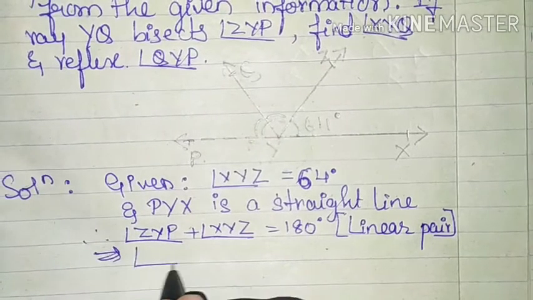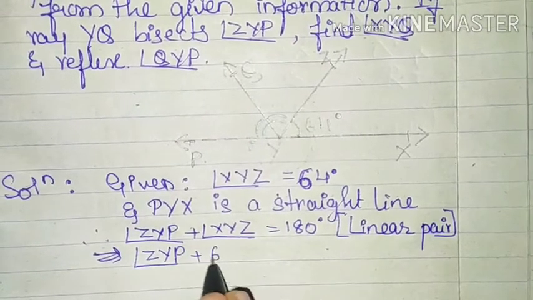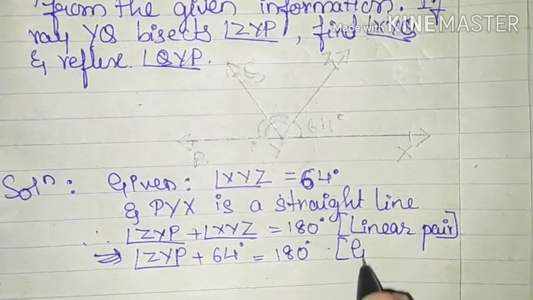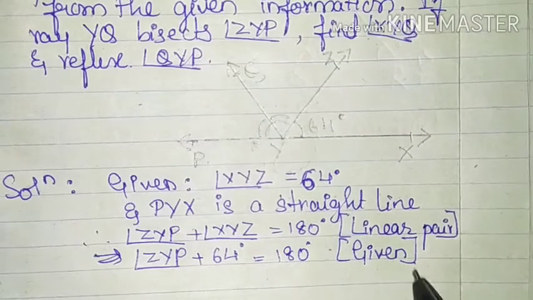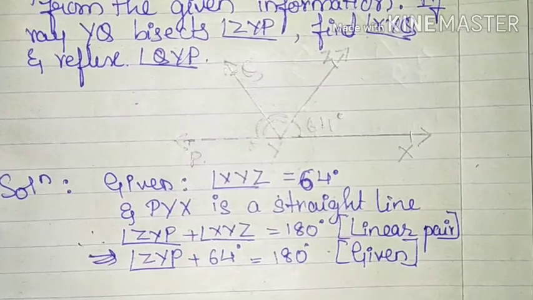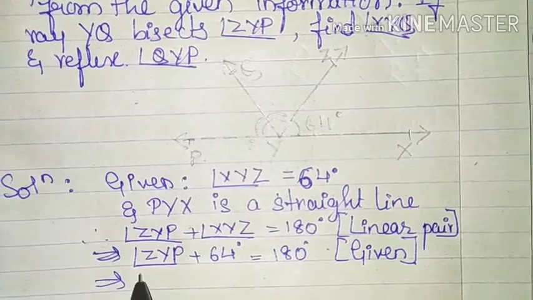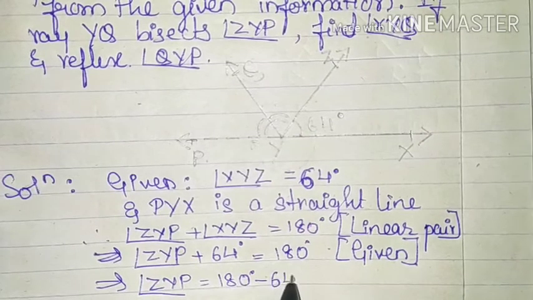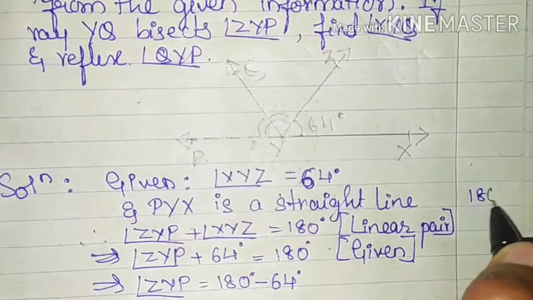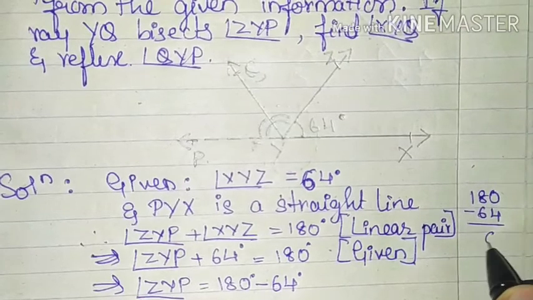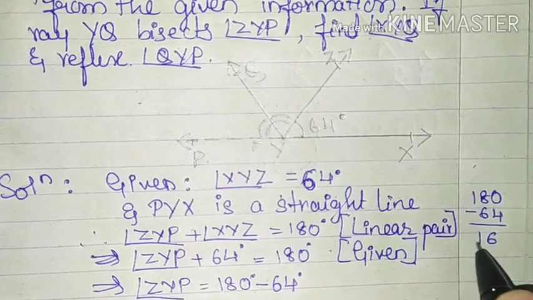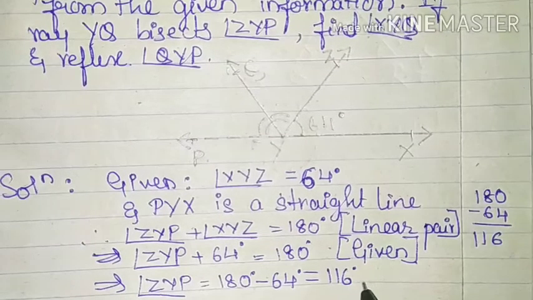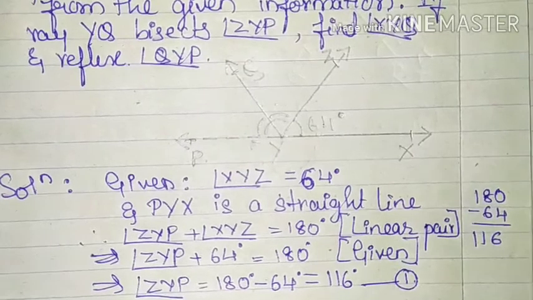This implies angle ZYP plus 64 degrees is equal to 180 degrees, because we know that angle XYZ is 64 degrees. So this implies angle ZYP is equal to 180 degrees minus 64 degrees. So solving it, we get 116 degrees. Angle ZYP is equal to 116 degrees. This is our equation 1.